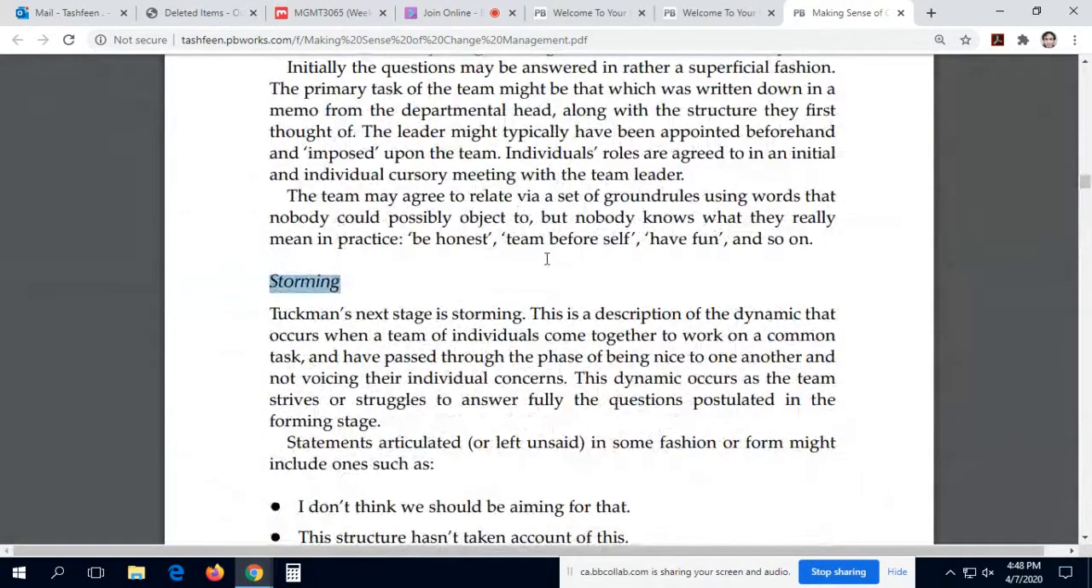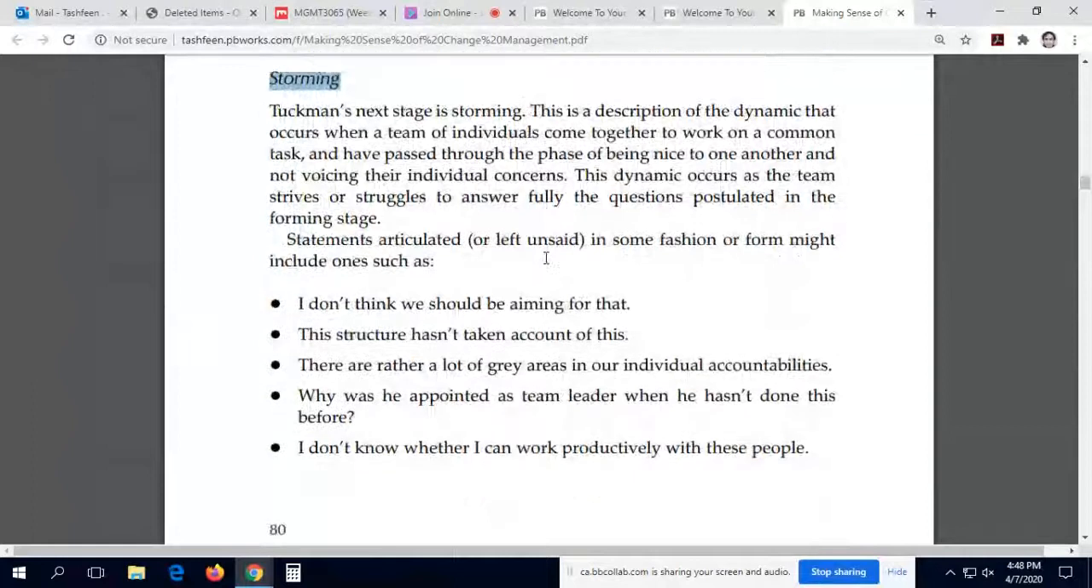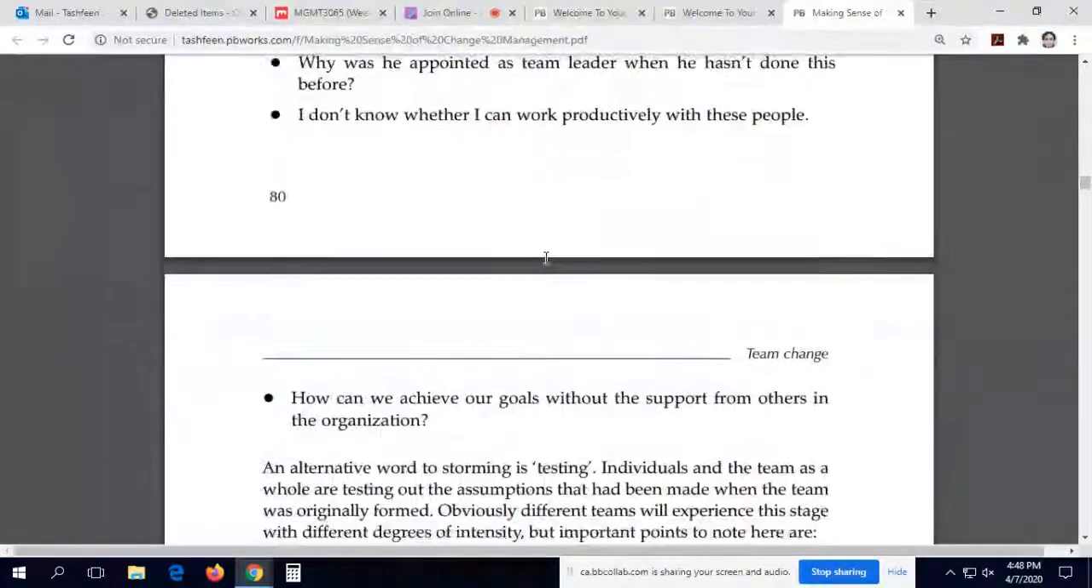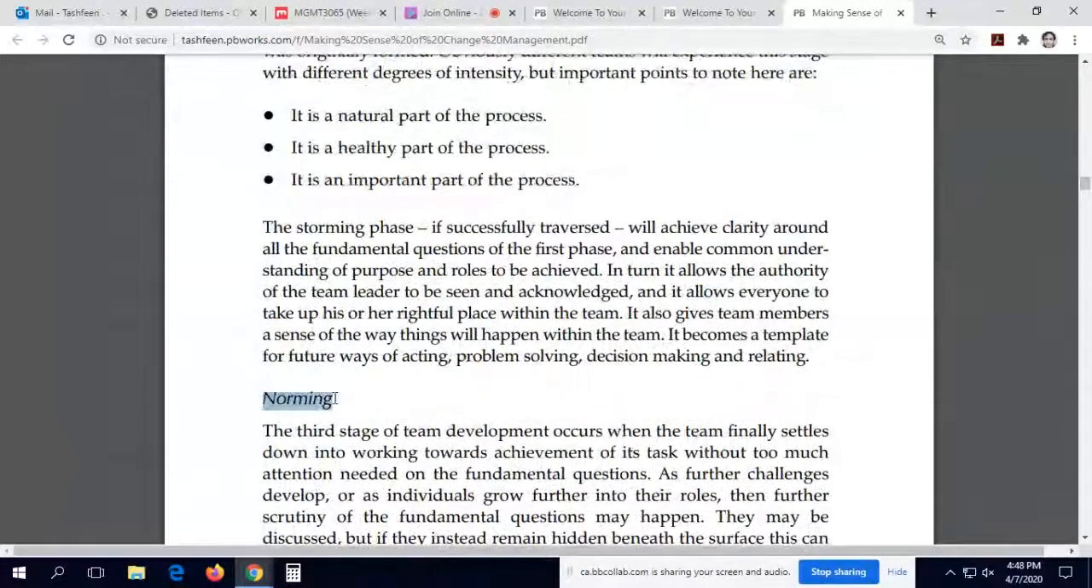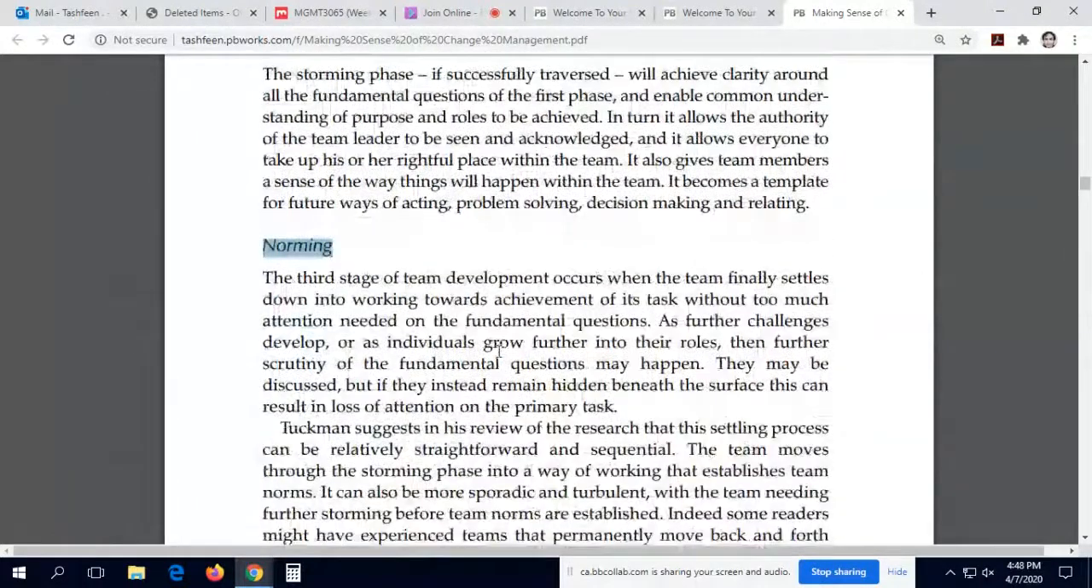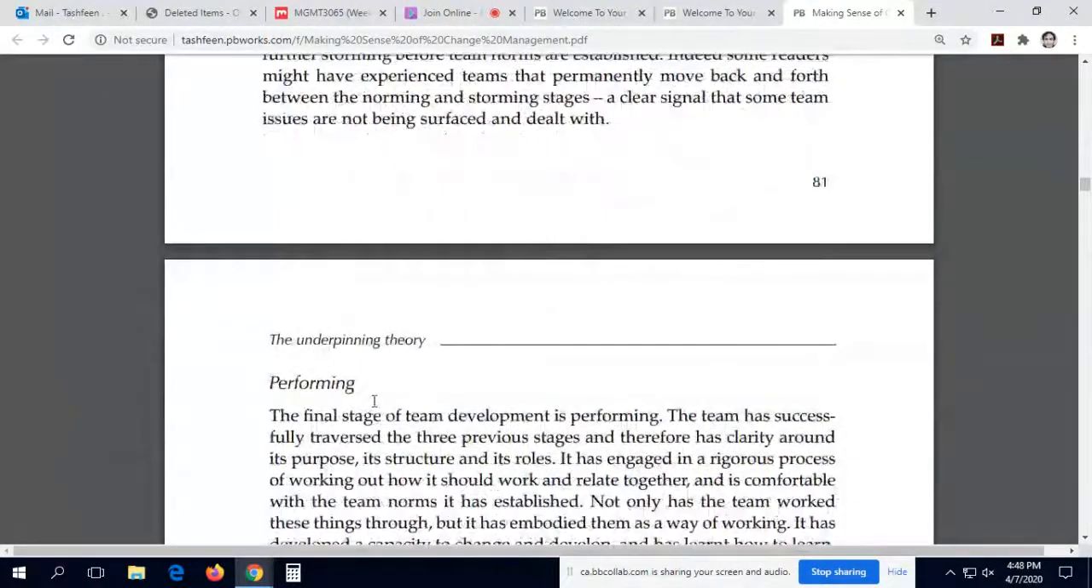Storming. What is the next one? You guys remember? No? You have not done this? Norming. Yeah. And what is the next one? It's Performing. So you guys are aware of this model, but maybe not aware of the name. Norming, performing. Very good. So the name of that model is Tuckman's model. If someone asks you what is Tuckman's model, you can talk about that.